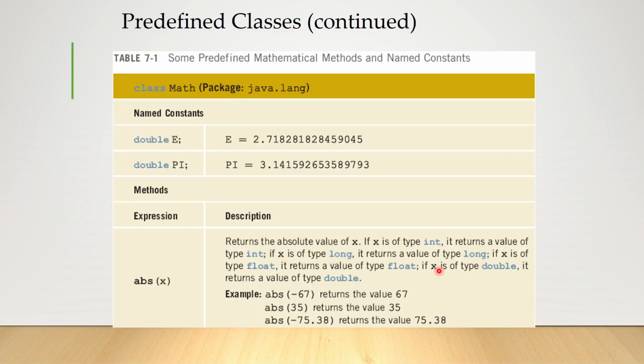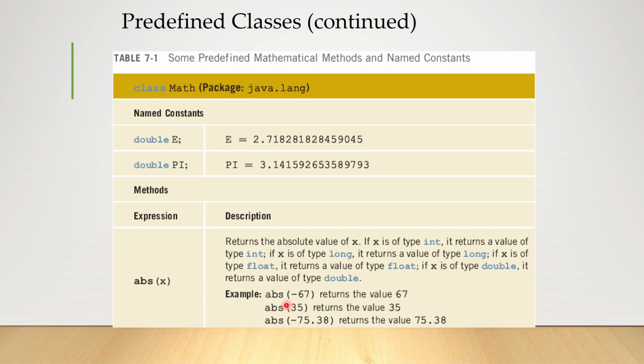Now, here is a table which shows some predefined mathematical methods and named constants like e and pi, and abs, pow, min, max. Those are some of the predefined methods which belong to the class Math. These two constants, e and pi, can be used in any program. The method abs returns the absolute value of x, and the value to be returned depends on the x value provided.